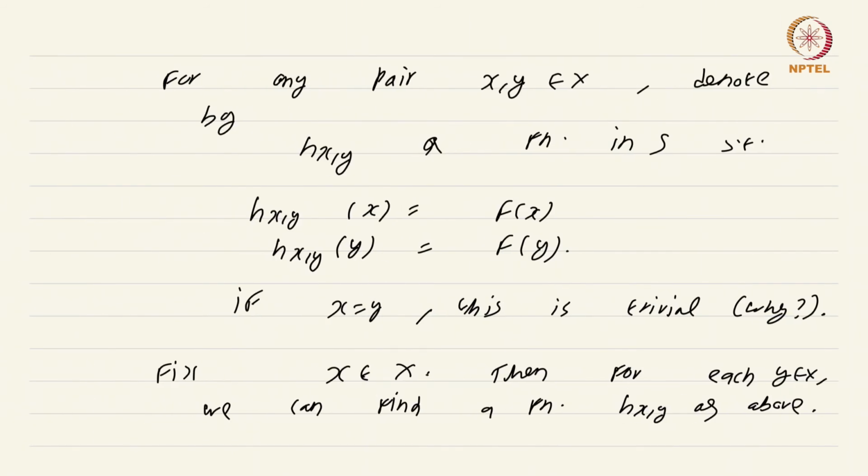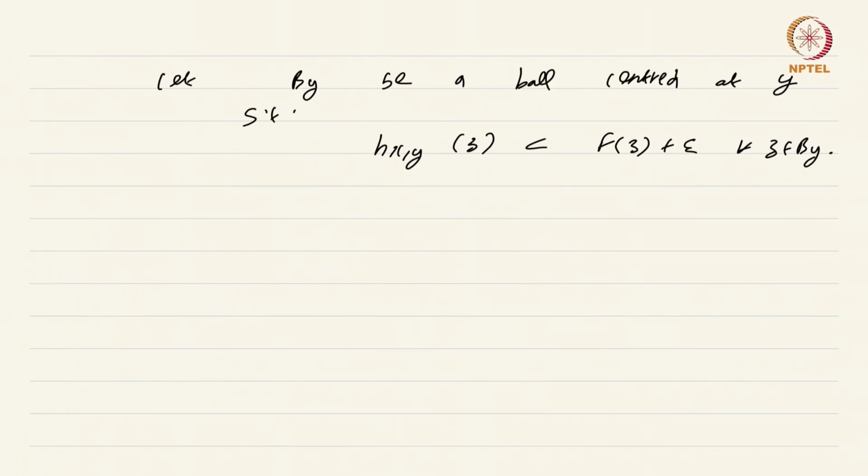Well, we know that h_{x,y}(y) is equal to f(y). What I'm saying is choose a small ball, call it B_y, centered at y, such that h_{x,y}(z) is less than f(z) plus epsilon for all z in B_y. Why can I do this?